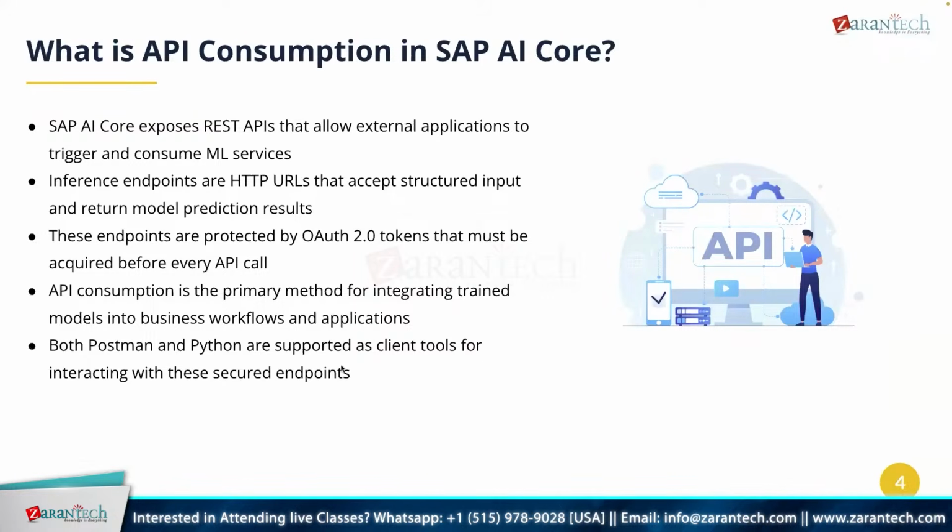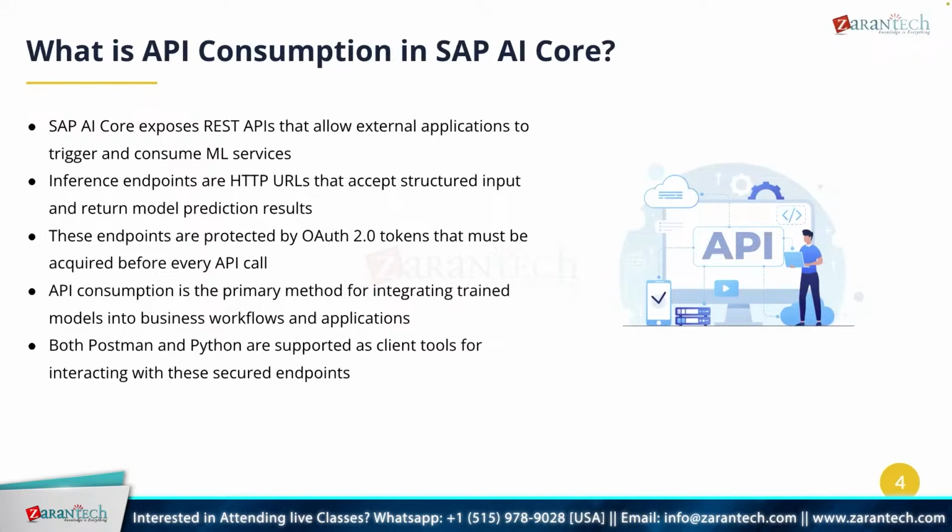So first of all, let's understand what is API consumption and why we need it. As we know, API consumption means using external or internal APIs inside your AI workflows or models to get the data. Sometimes we send the results, sometimes we trigger the actions. So these are all things that come under API consumption.